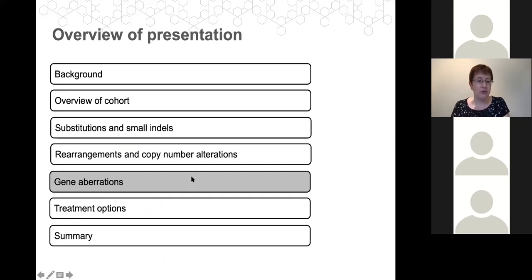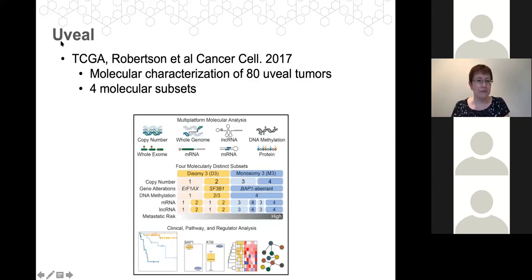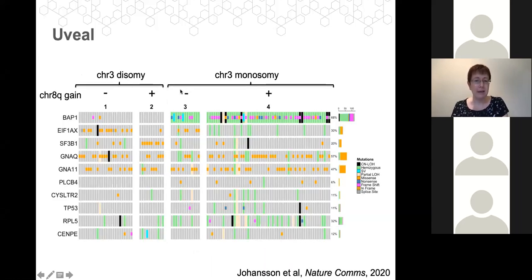So just now I'll move on to the overall gene aberrations that are occurring within the different subtypes. I'll talk about uveal separately. As you can see from previous data, they are quite distinct from the other subtypes. So for uveals, the TCGA published a paper in 2017 where they characterized whole exome sequencing of 80 uveal tumors. And they divided them into 4 molecular subsets, which I'll go on to on the next slide. So we see these same 4 molecular subtypes that the TCGA identified in our cohort.